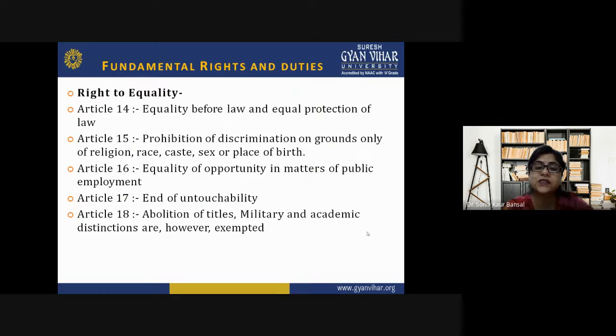Then Article 16 is about equality of opportunity in matters of public employment. Article 17 is about the end of untouchability. And Article 18 is about the abolition of titles. Military and academic distinctions are, however, exempted. So this is all about the right to equality, and Articles 14 to 18 are about the right to equality.